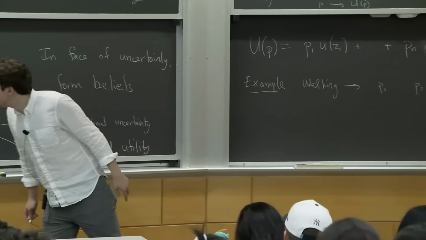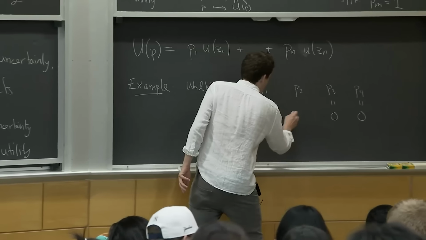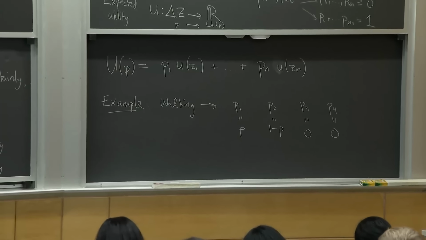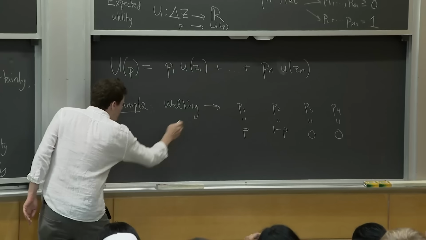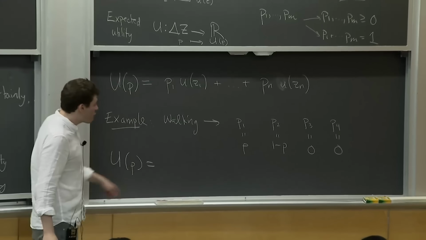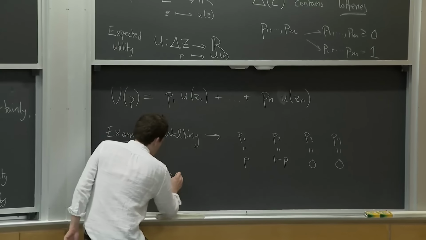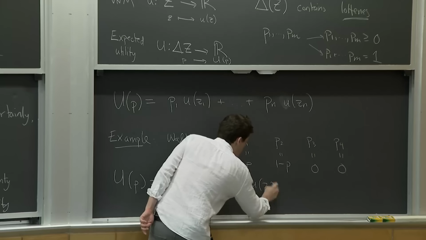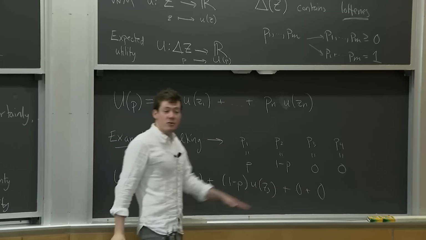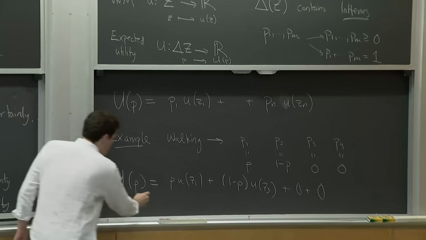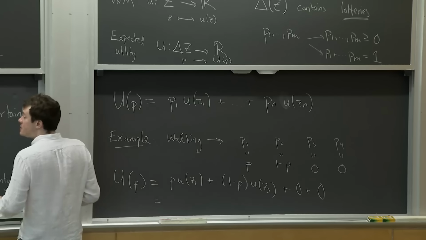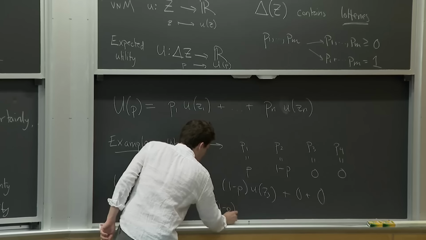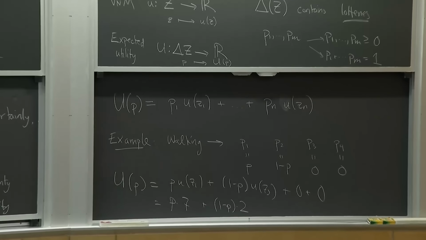So we have Z1 is going to be P, 1 minus P here. And if we compute it, what is U of this particular P going to be? Well, we go through and we get P U of Z1 plus 1 minus P U of Z2 plus 0 plus 0. I'm not going to include the last 2 terms because they disappear. And this is going to be exactly what we said before. P times 7 plus 1 minus P times 2, which we already computed. Any questions on that?